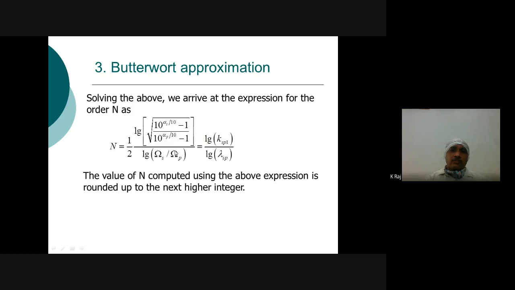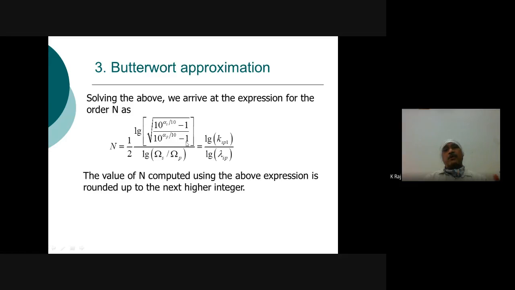Now if we see, then we find there are 4 parameters. And what are those 4 parameters? Passband edge frequency, stopband edge frequency, ripples in the passband and ripples in the stopband, or the attenuation in the passband and attenuation in the stopband. Now, on the basis of these 4 parameters, we can decide what will be the order of the filter. So, now the value of n will be computed on the basis of these 4 parameters.